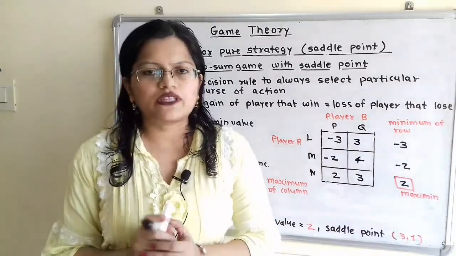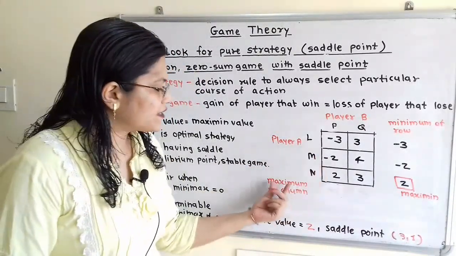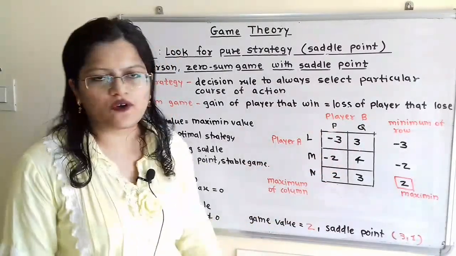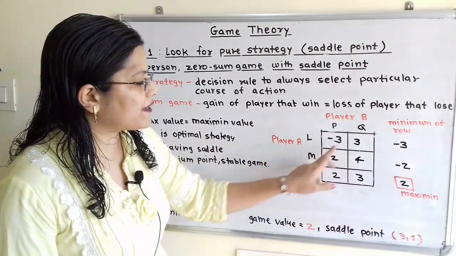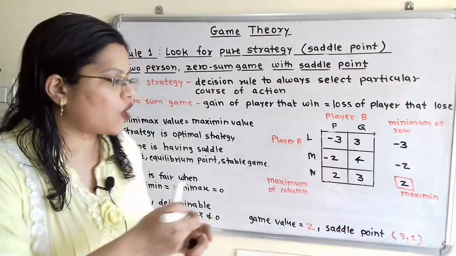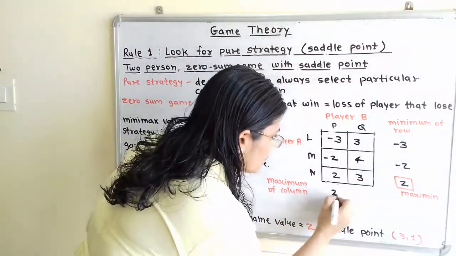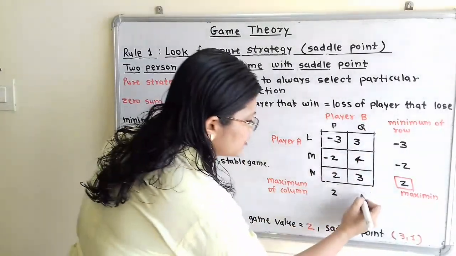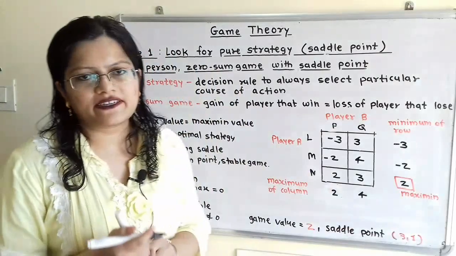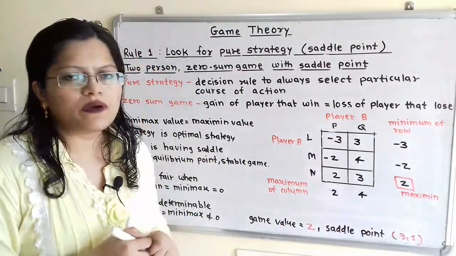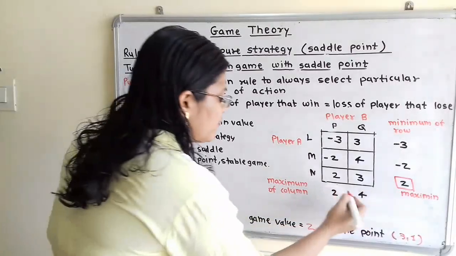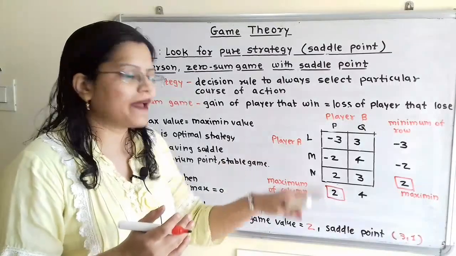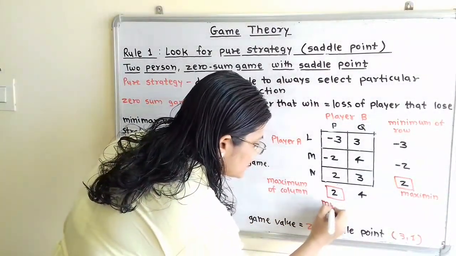Now we will move to player B. So we have to select the maximum values from the columns. For the first column, what is the maximum loss for player B? In between -3, -2 and 2, the maximum loss is 2. Now we will move to the second column. For the second column, the maximum loss is 4. Now we have to select the minimum value. So what is the minimum loss? The minimum loss in between 2 and 4 is 2. So we have selected the minimum amount from the maximum values. So we will say that this is the minimax value.